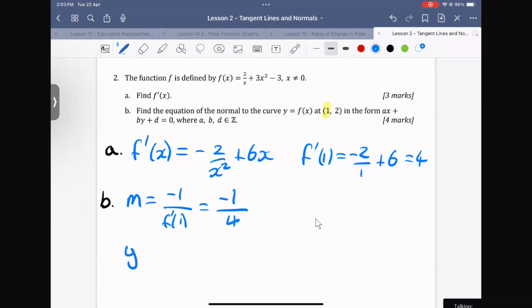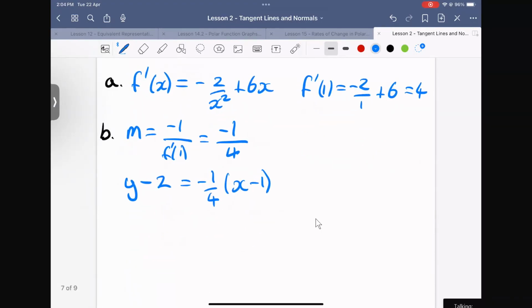So y minus y1, which is 2, that's given to us here, is equal to minus a quarter bracket x minus 1. Multiply through by 4, because we have a 4 down here in the denominator. We have to get rid of that. It goes onto every other term. We get 4y minus 8 is equal to minus x plus 1. Rearranging, we get x plus 4y minus 9 equals 0.